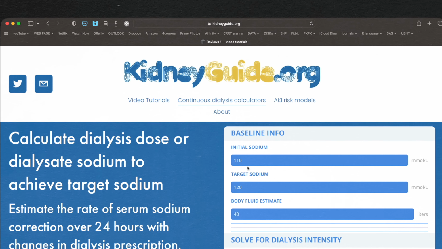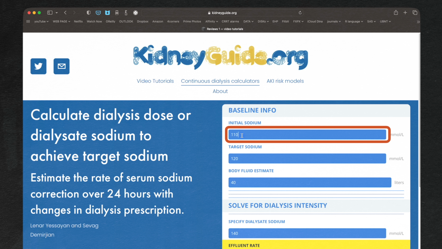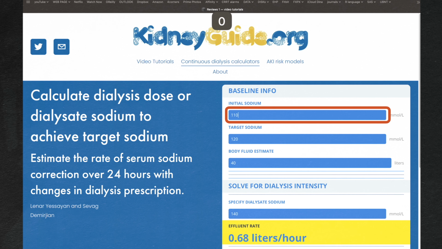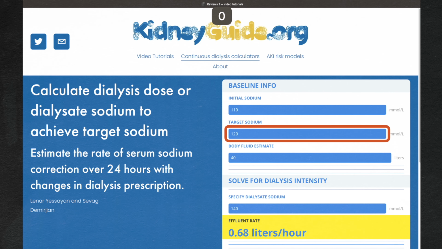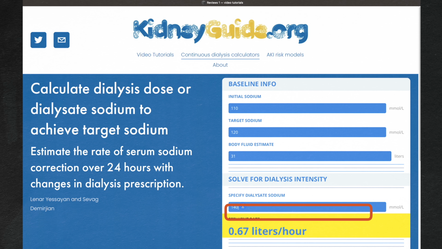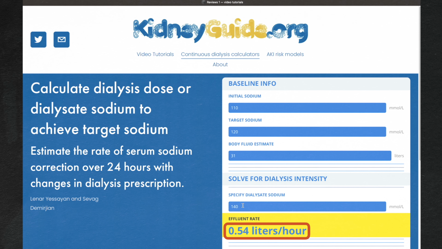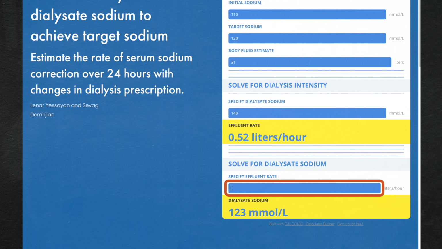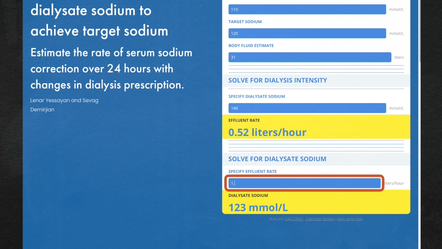In the first calculator, you plug in the patient's serum sodium, 110, your goal increase in the next 24 hours, 120, patient body fluid volume, 31, and assuming the dialysate sodium is 140, then your effluent rate should be 520 milliliters per hour. Since that's too low, the other thing you can do is lower the dialysate sodium concentration. Then for an effluent rate of 1.4 liters per hour, the dialysate sodium needs to be changed to 125.